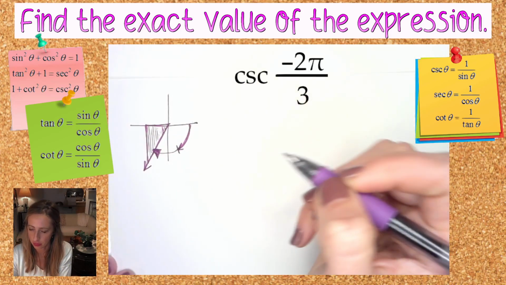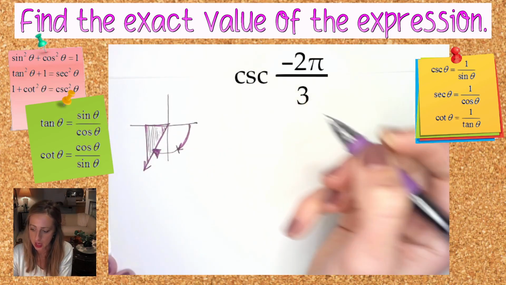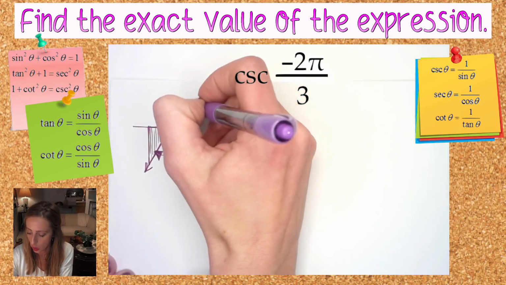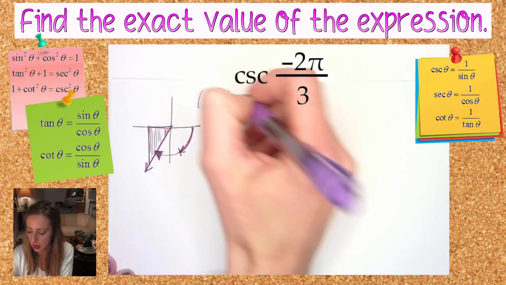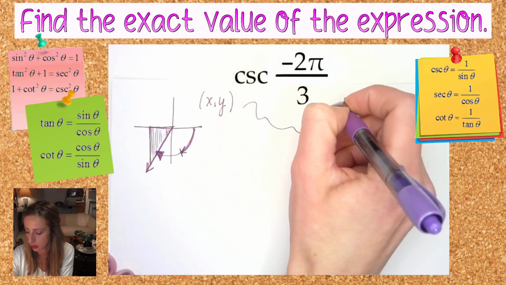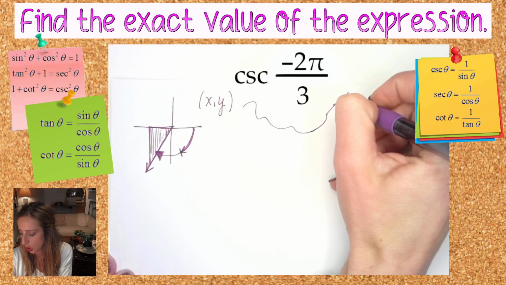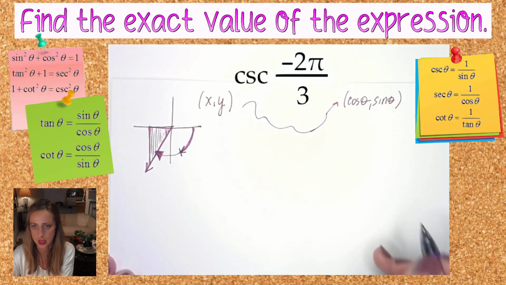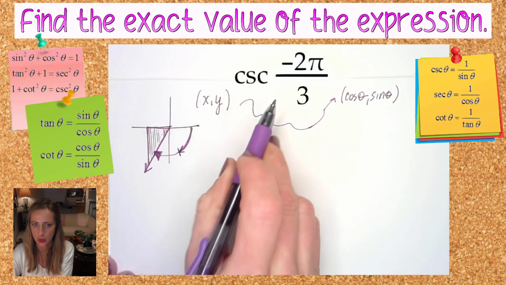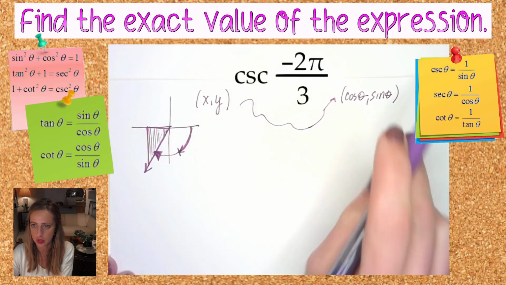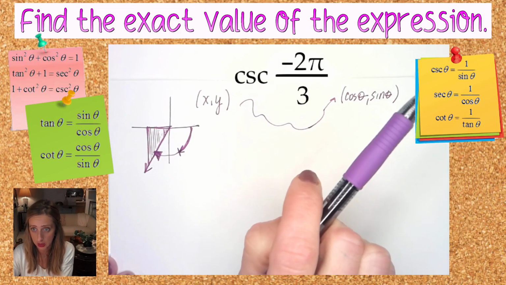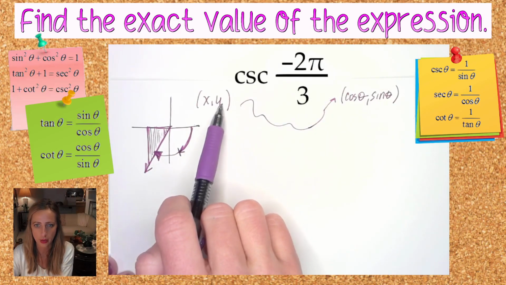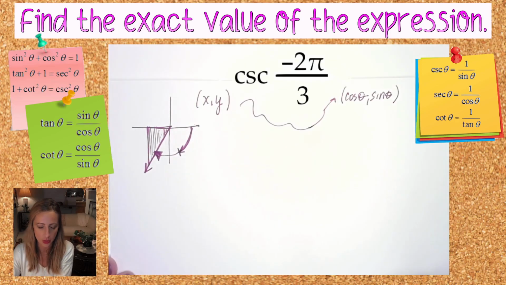Cosecant is the reciprocal of sine. Sine is going to correspond with the y coordinate. So x, y corresponds with cosine, sine. All right. So if I'm looking for cosecant, and that's the reciprocal of sine, then I'm going to look at my y value and then flip it over. That's all there is to it.